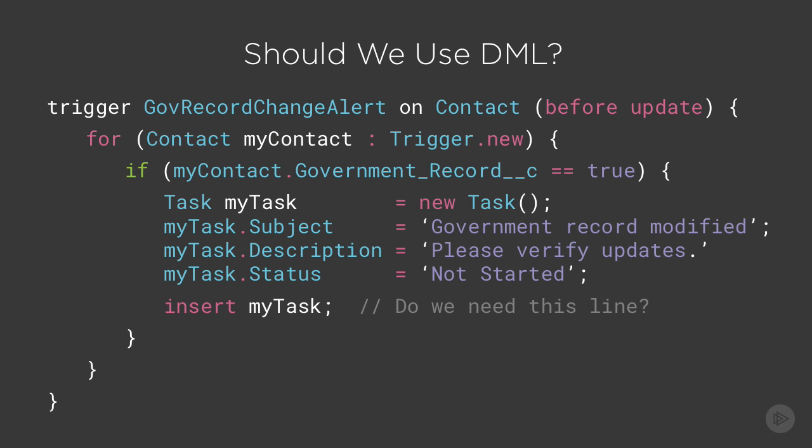Last example. Let's say our business sometimes works with government customers. And when we work with government customers, we have to be extra careful over any changes we make to their records. This trigger identifies if any government contacts are updated, then creates a task to verify we didn't make any unwilling changes. Do we need this DML here that inserts our task? Pause and think. The answer is yes. We do need the DML on our task.